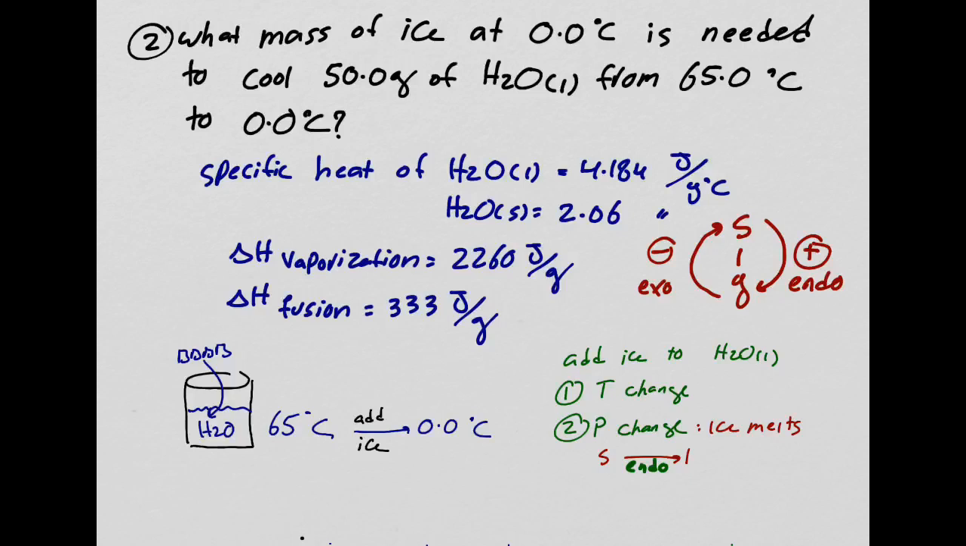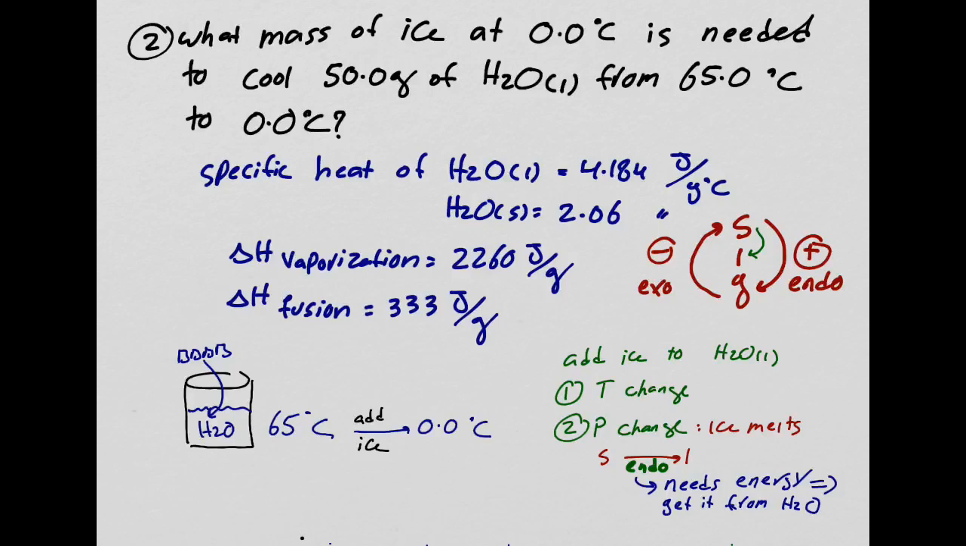Now, solid going to liquid is an endothermic process. What does an endothermic process mean? It means it needs energy. So in order for ice to melt, which is an endothermic process, it needs energy. Now here's what's key. Where is ice going to get the energy from? It is going to get it from water.